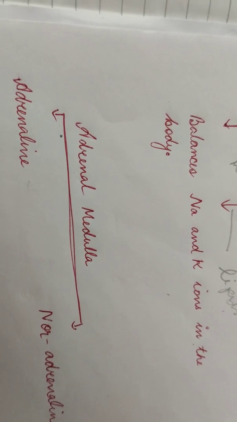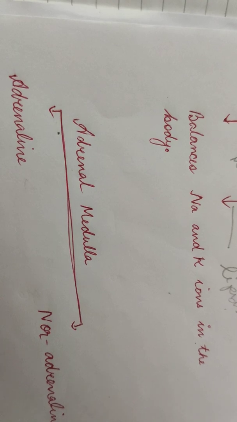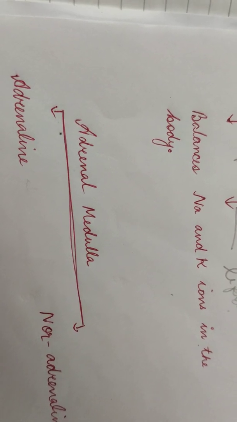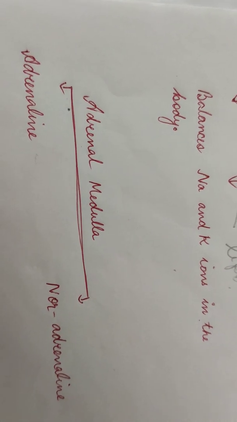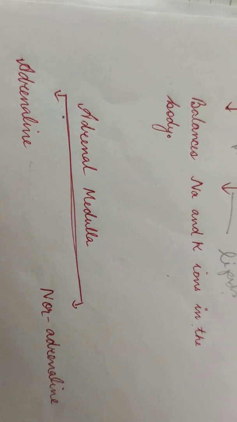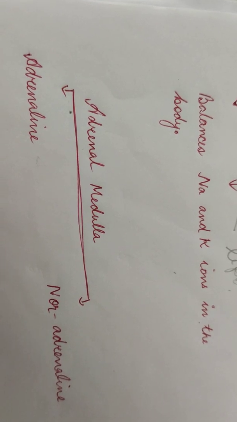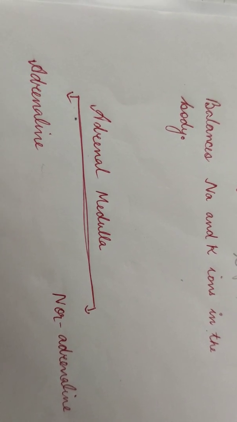So what are the effects of adrenaline? It increases the force and frequency of contraction of heart muscle, resulting in rise in blood pressure, pulse rate, and cardiac output. It increases the rate of conversion of glycogen to glucose during emergency so that it can produce a high amount of energy.